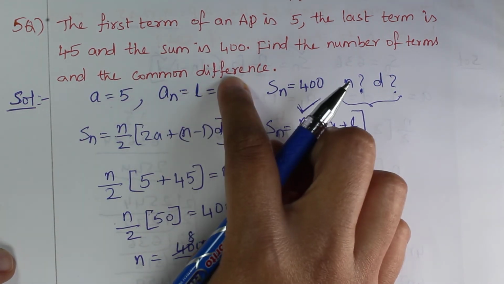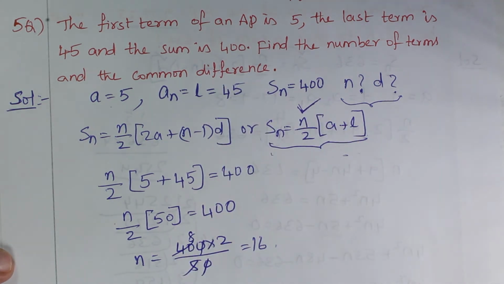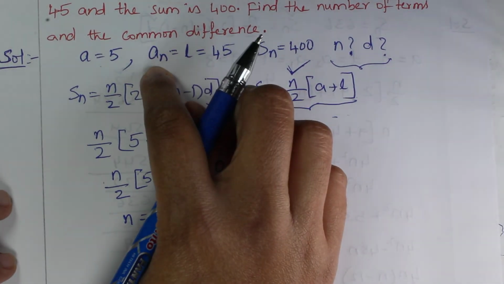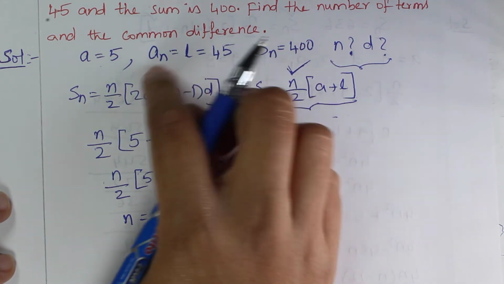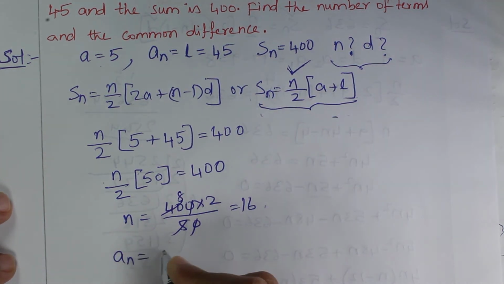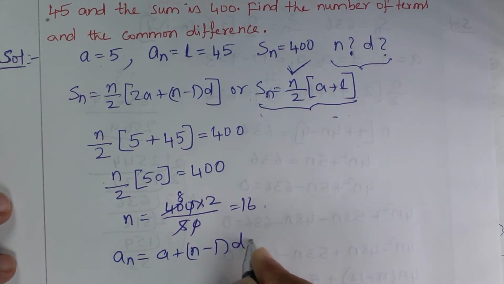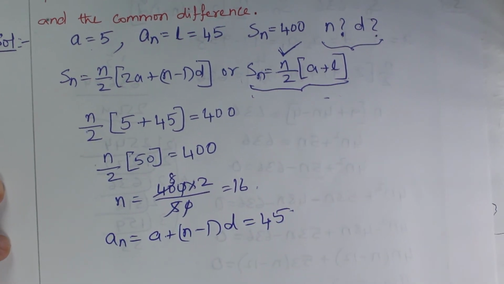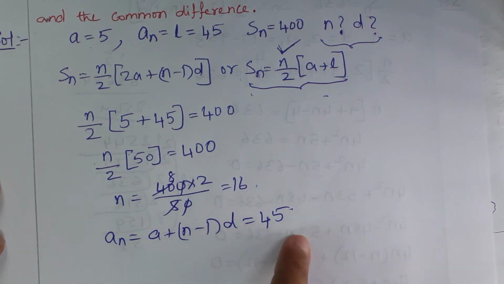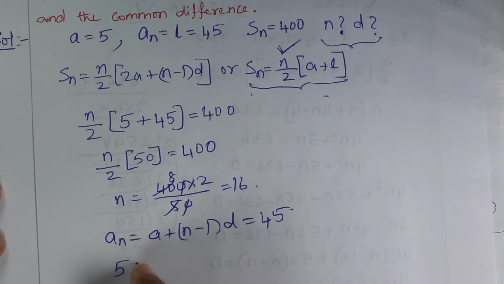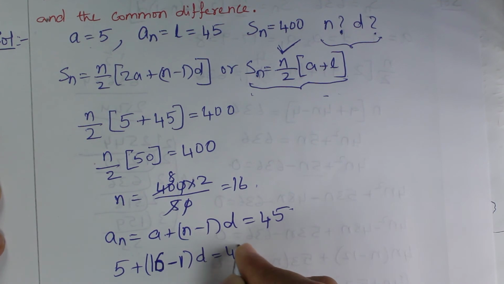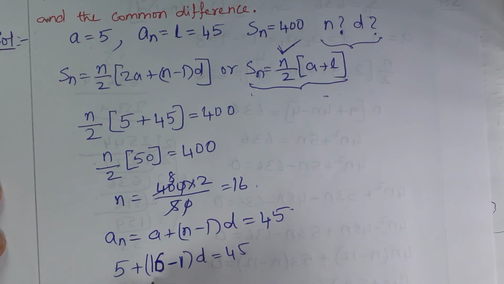He has also asked us to find the common difference, right? That is d. So we know the formula of an, right? We know an is equal to 45, and the formula of an is a plus n minus 1 into d, that is equal to 45. Now let's substitute the values of a and n in this equation and solve for d. a is 5. 5 plus n minus 1, n is 16, right? 16 minus 1 into d is equal to 45. 16 minus 1 is 15.